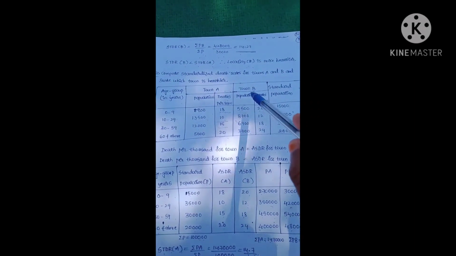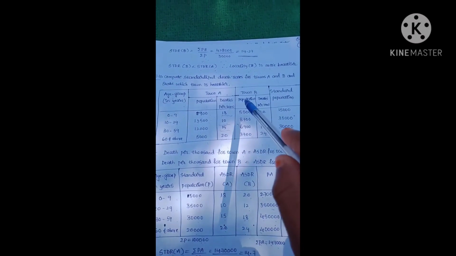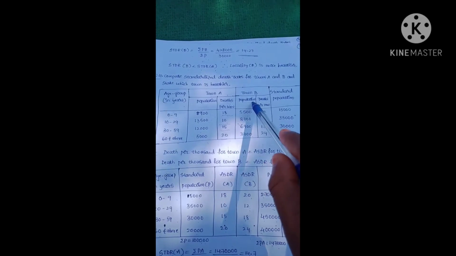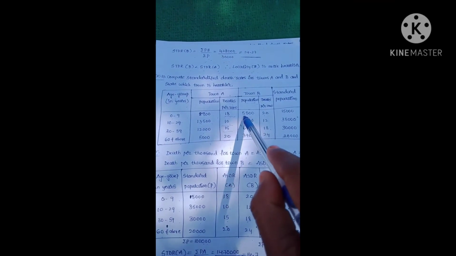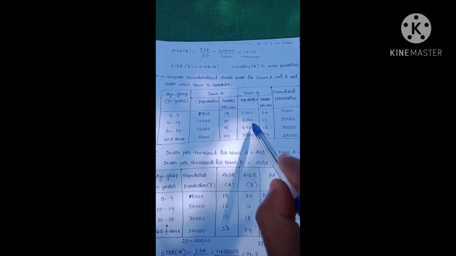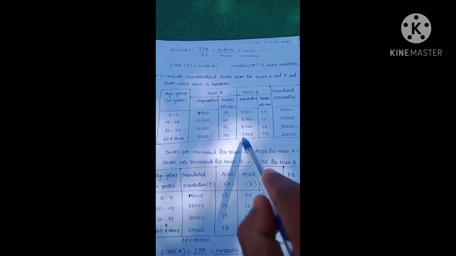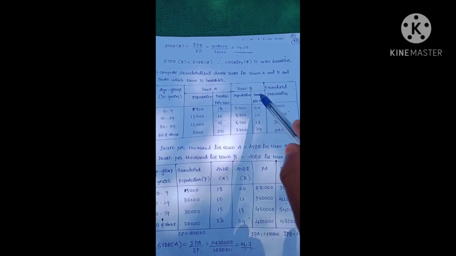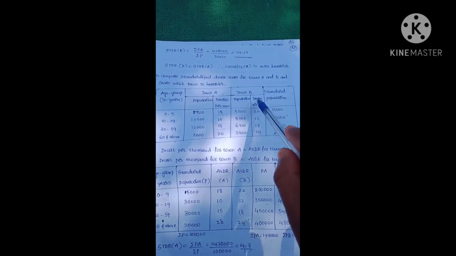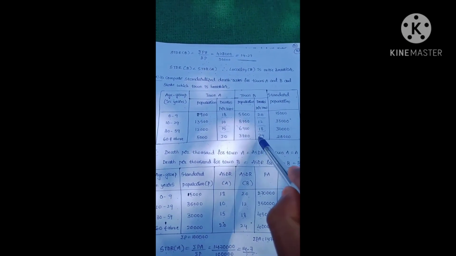Next, move on to town B. In town B, two columns are given. What is the population value? First is population, right here, the population heading: 5,500, 8,700, 6,900, 3,700. Next, deaths per thousand is given. Deaths per thousand, what is the value? 20, 12, 18, 24.